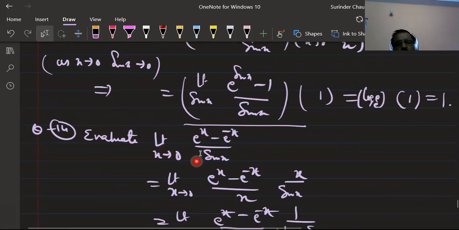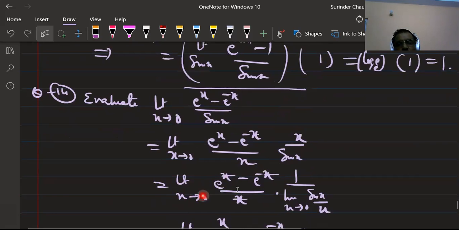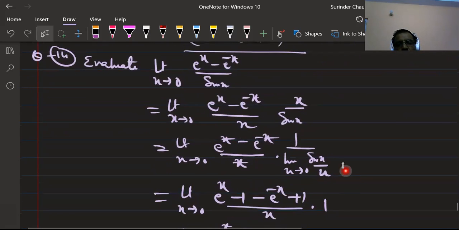Evaluate the limit x tends to 0 of (e to the power 2x minus e to the power minus 2x) upon sin x. Again we convert it into the formula (e to the power 2x minus 1) upon x, limit x tends to 0, which is equal to log of e to the base e, which is equal to 1. So we convert them into the formula by dividing by x. So limit x tends to 0 of (e to the power 2x minus e to the power minus 2x) upon x, into 1 upon limit x tends to 0 of sin x upon x, which is equal to 1.